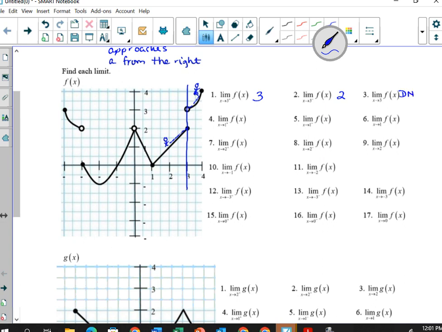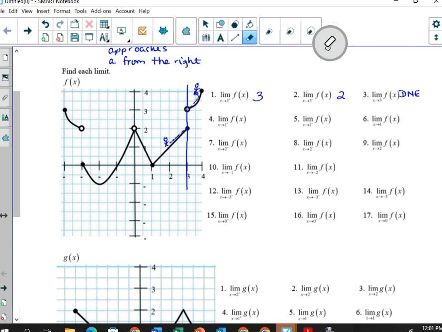We can just write DNE, does not exist. So they have to meet. They have to meet. Okay, so let's do 4, 5, and 6 together, and then I'll let you try some.